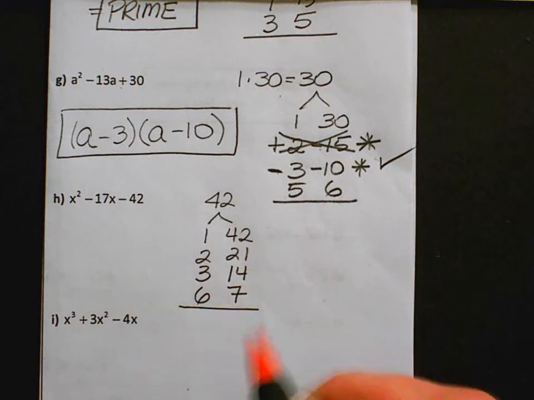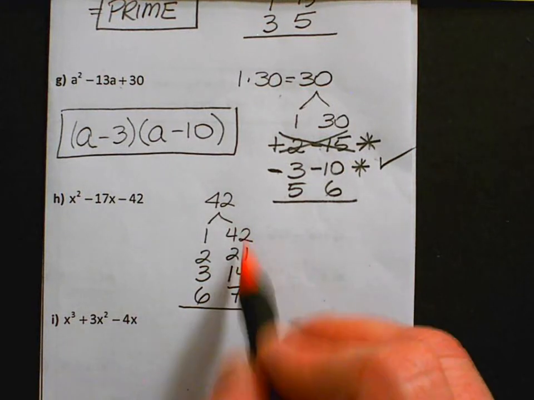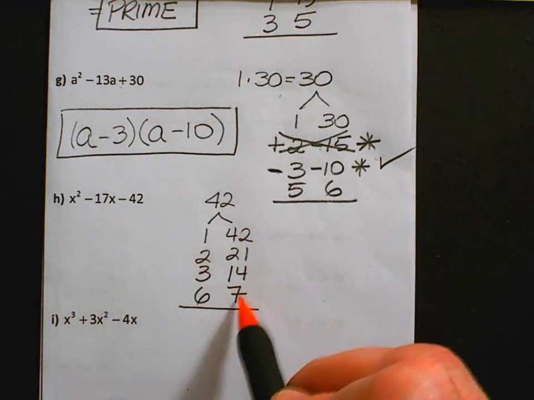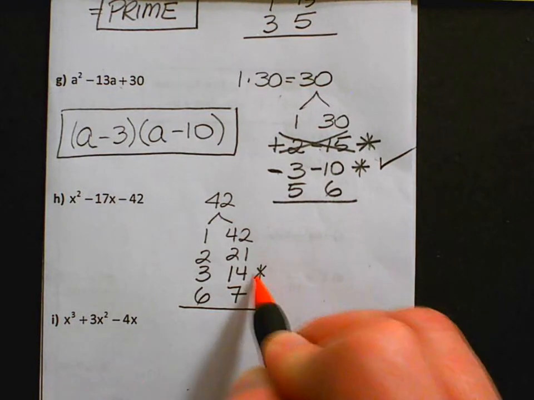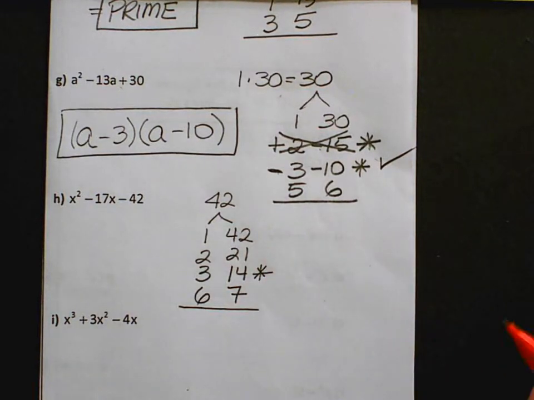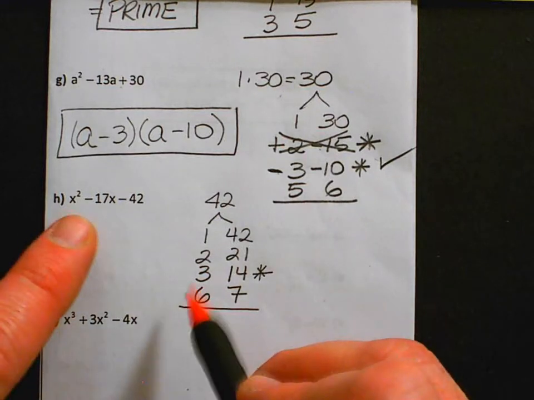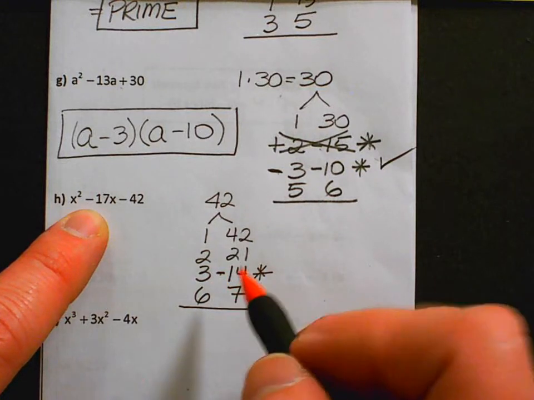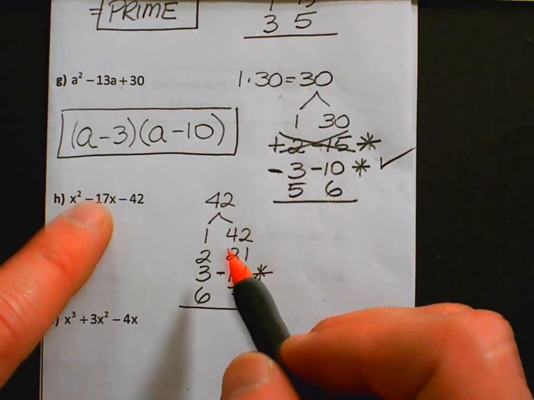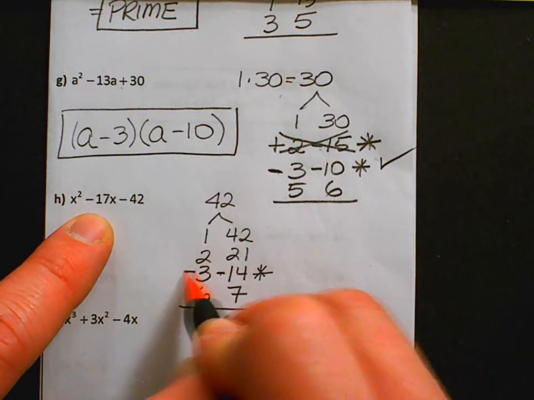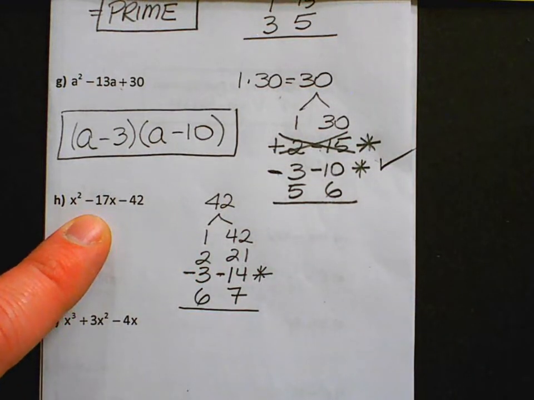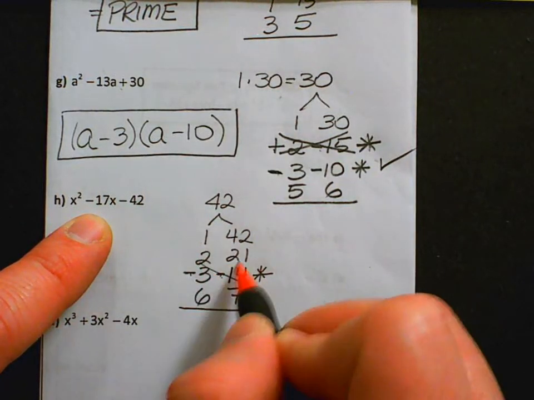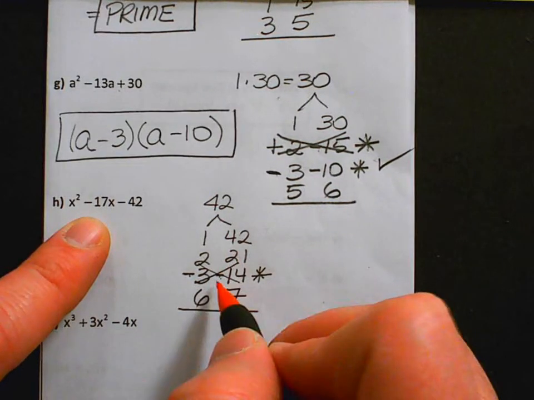So, which numbers here would give me 17? The only one that gives us 17 would be 3 and 14. So, the sign of 14 is going to be the same as the middle term, which is negative. And to give me negative 17, what does the 3 have to be? It would have to be a negative. Final check. A negative times a negative gives me a negative? No, it doesn't. So that fails. There's nobody else that gives me 17. So that means this will be prime.